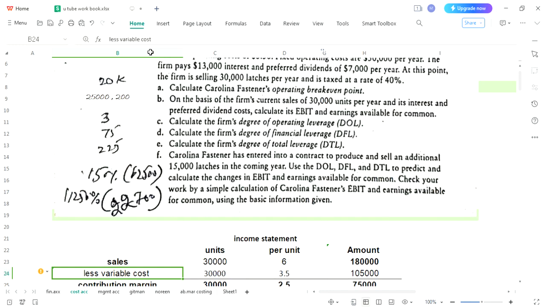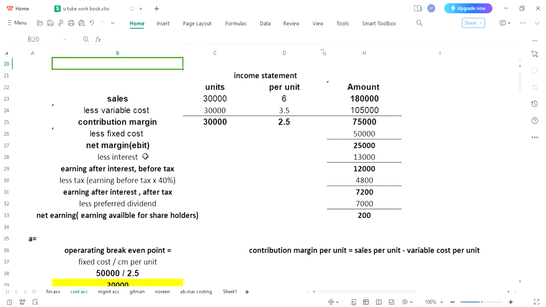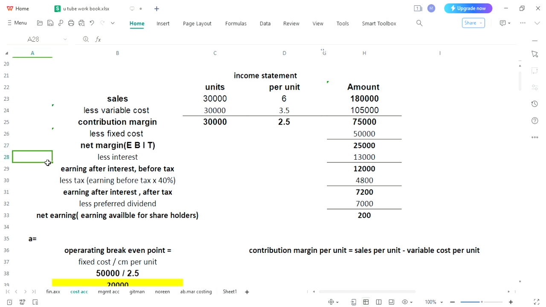Second is, on the basis of the firm's current sales of 30,000 units per year and its interest and preferred dividend costs, calculate EBIT and earning available for common shareholders. Okay, so can you imagine that this has already been calculated? This is your EBIT. Let's highlight it. We are highlighting it so that it can be prominent. EBIT has already been calculated, it is 25,000.